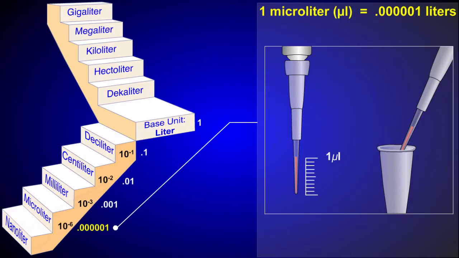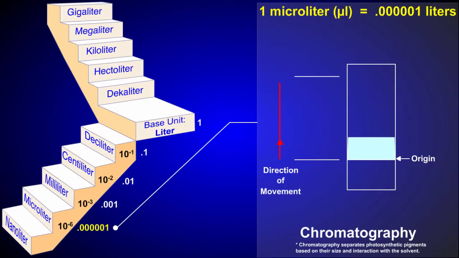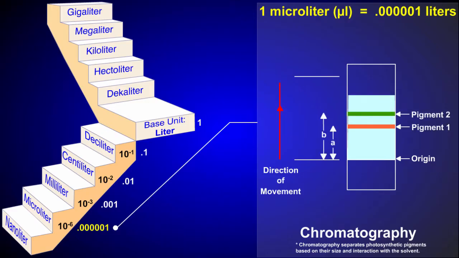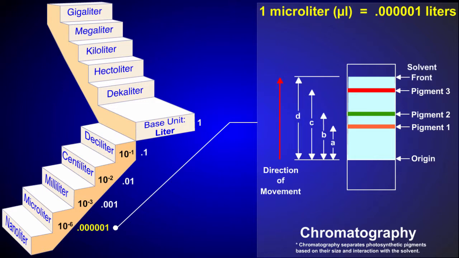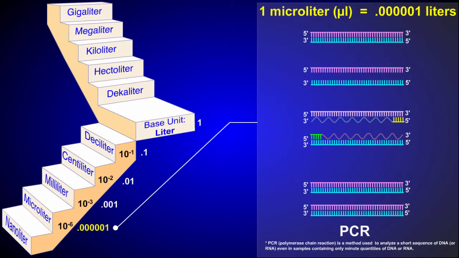For example, liquid chromatography is a common laboratory technique used for the separation of mixtures. Injection volumes of as small as 5 microliters are sometimes used. Polymerase chain reaction, or PCR, is a technique used to identify nucleic acids. Because of the extreme sensitivity of this process, methods have been developed that use single microliter quantities of liquid materials.